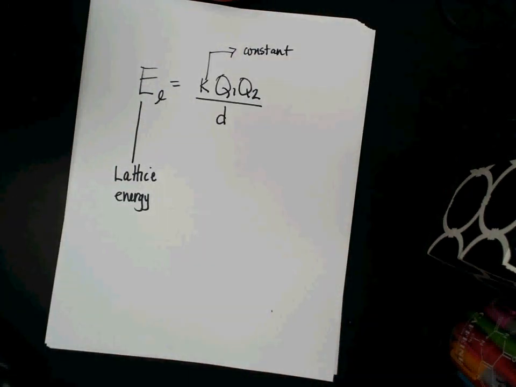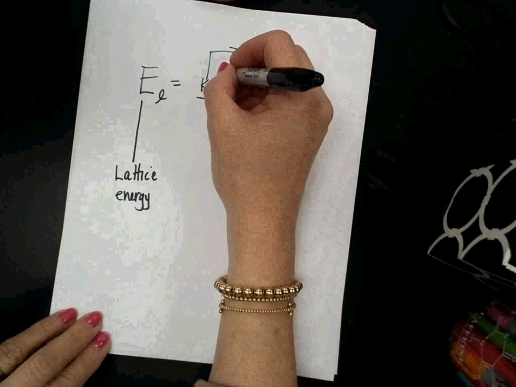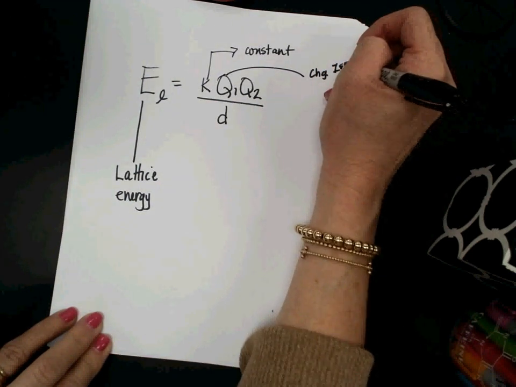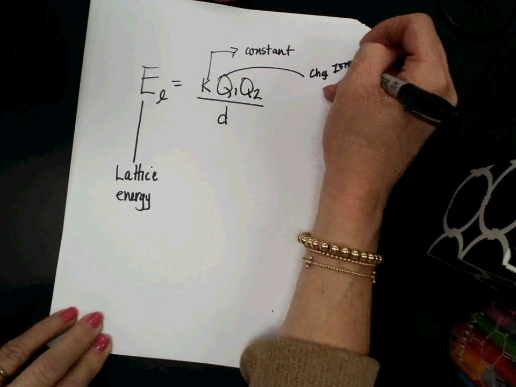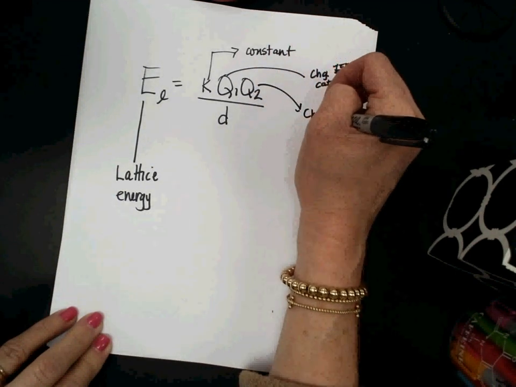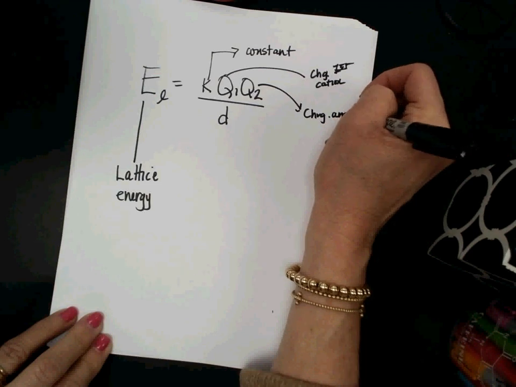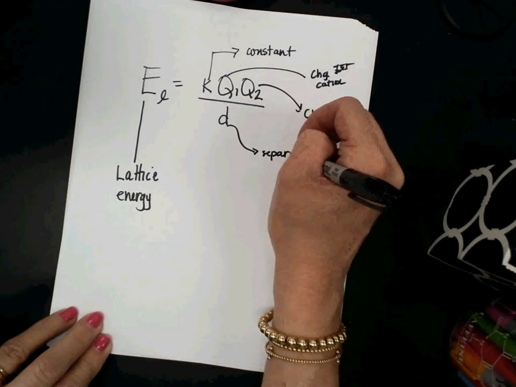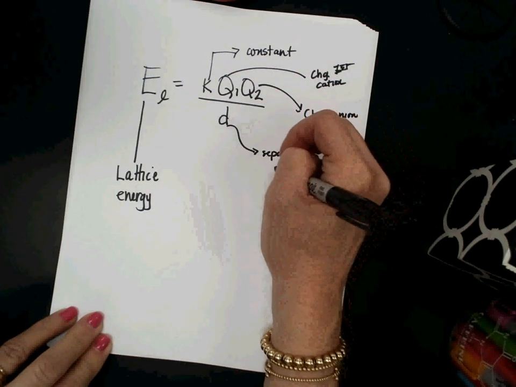K is a constant. We've had it before. We're not even going to worry about K because it has no bearing on the lattice energy at all. It's a multiplicative. It makes it larger, but it doesn't change anything. We have to worry about our Q1. This is charge of first ion. Well, it's really charge of cation. Q2 is the charge of the anion, and D is the separation distance.